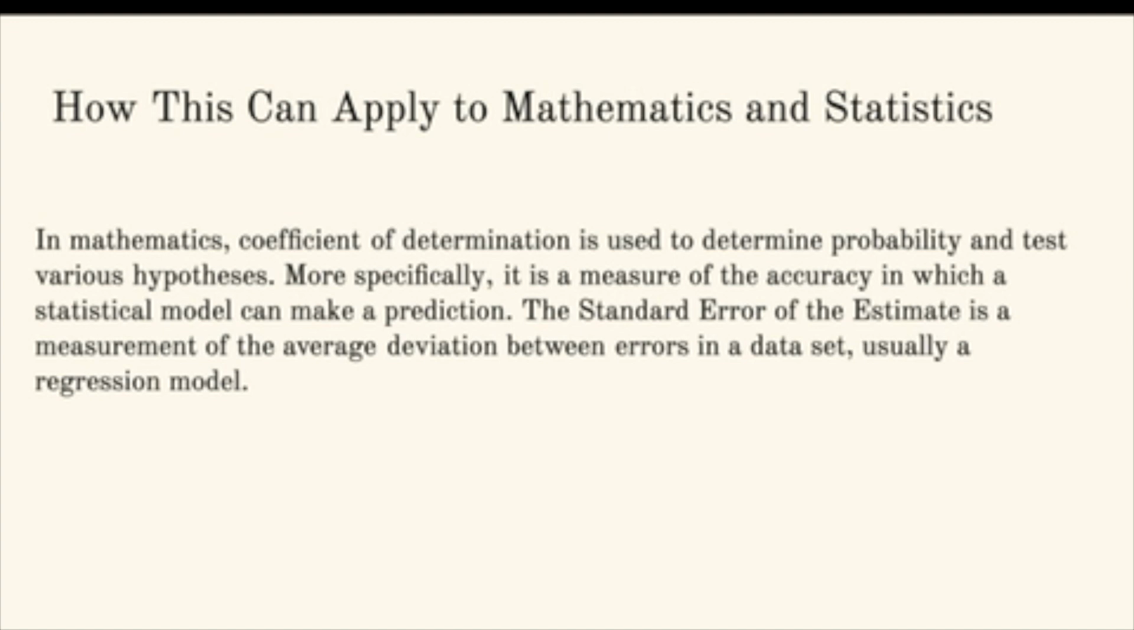How this can apply to mathematics and statistics. In mathematics, the coefficient of determination is used to determine probability and test various hypotheses. More specifically, it is a measure of the accuracy in which a statistical model can make a prediction. The standard error of the estimate is a measurement of the average deviation between errors in a dataset, usually a regression model.